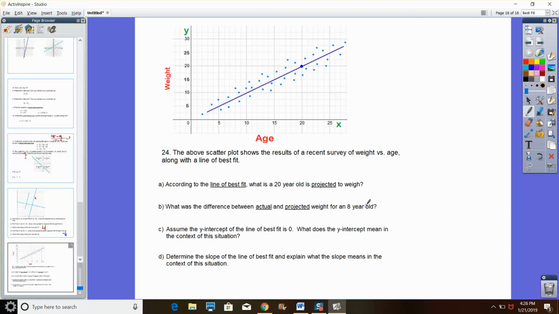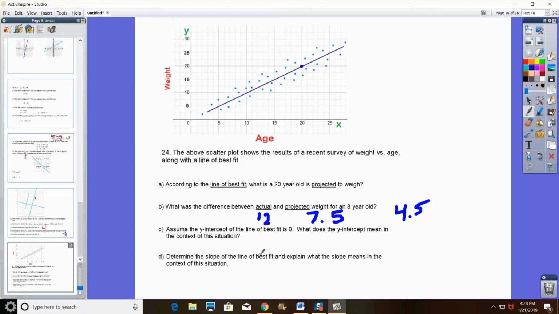Difference between actual and projected weight for an 8-year-old. So here is an 8-year-old. 8 would be right here. And based on this it is going to be something like 12. So actual and projected. 12 is what it actually is, so we'd say 12 for actual. And then for the projected weight, we go to the line of best fit, and that's going to be at, it looks like, about 7.5. So the difference between 12 and 7.5 is just going to be 4.5. Okay, so 4.5 would be that.